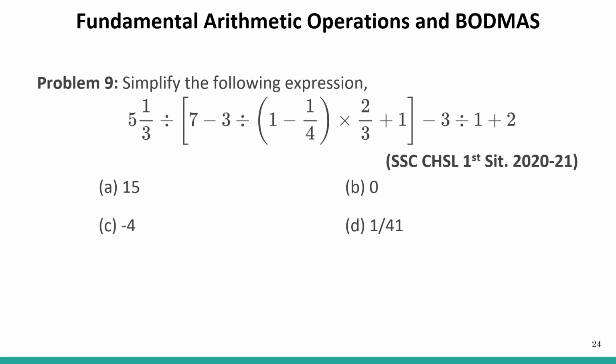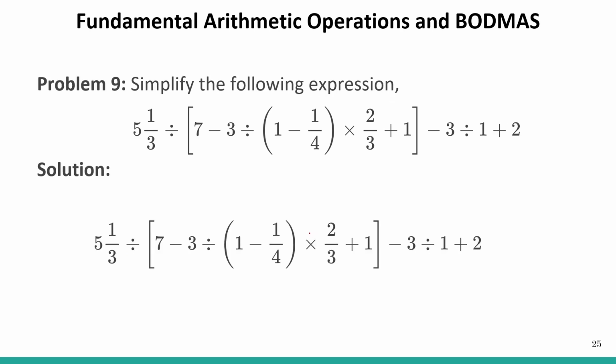So let's solve problem number 9. Simplify the following expression: 5 whole 1 by 3rd divides 7 minus 3 divides 1 minus 1 by 4 into 2 by 3 plus 1, minus 3 divides 1 plus 4. Again, this question has appeared in the first sittings of the 2020-21 SSC CGL paper. So is 15 the correct answer, 0, minus 4 or 1 by 41?